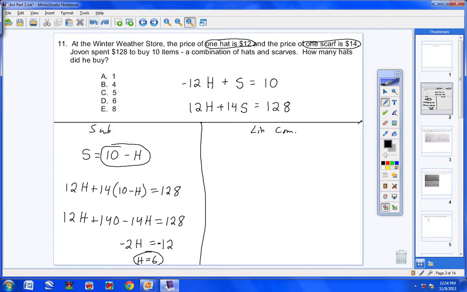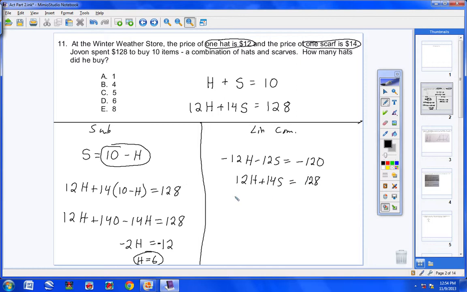I'm going to take my top equation and I'm going to, hold on, my mouse is freezing up here. Hold on one second. There we go. I'm going to take my top equation right here and I'm going to multiply that by negative 12. So negative 12 times h is negative 12h, negative 12 times s is negative 12s, and negative 12 times 10 is negative 120. And then I'm going to bring down my bottom equation, 12h plus 14s equals 128.